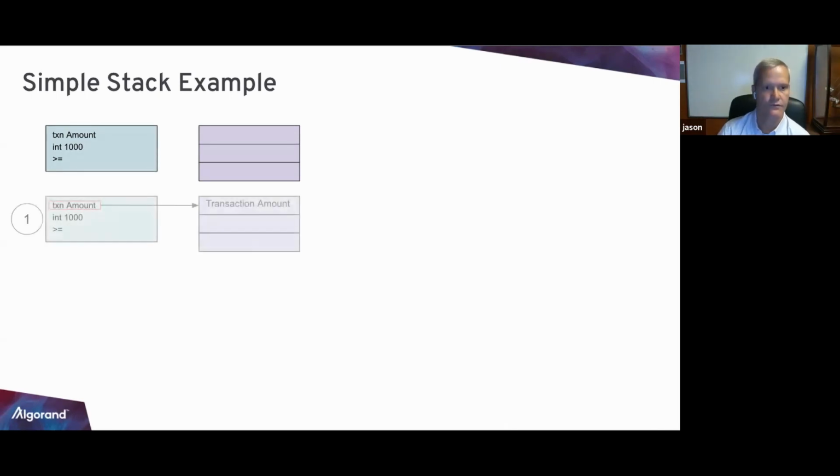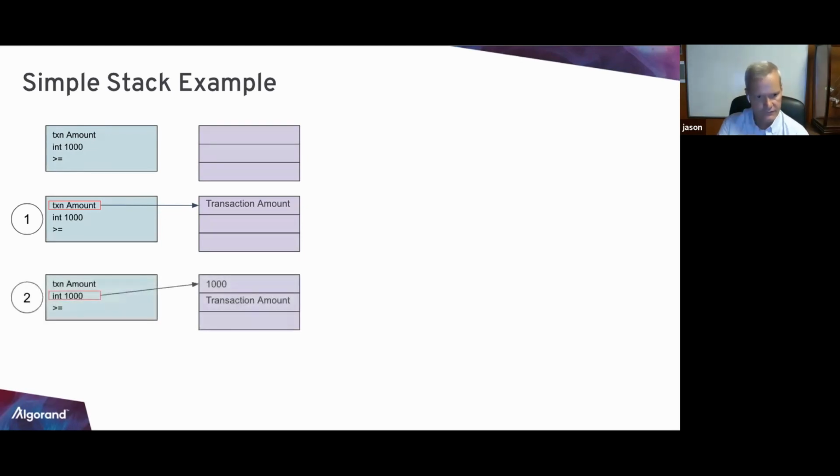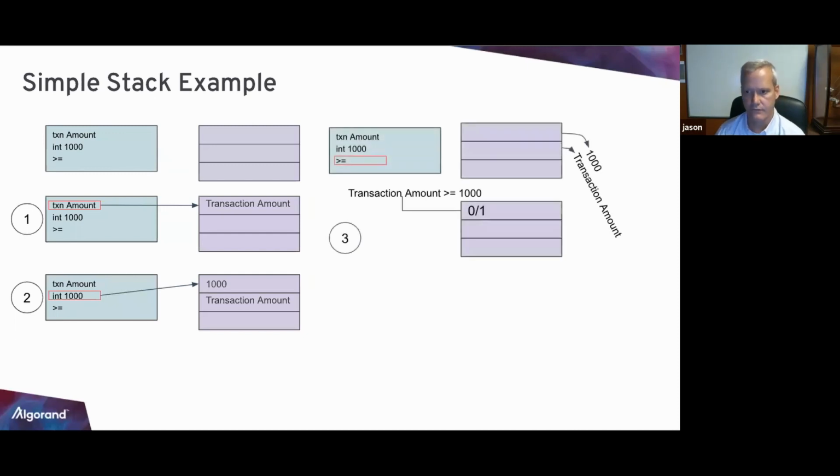All right, so what happens is that the first line reads the transaction's amount and pushes that onto the top of the stack. And then it processes the second line. Int 1000, int is a pseudo operator that just loads that integer on top of the stack. So now it pushes the transaction amount down the stack and pushes the 1,000 on top of the stack. Okay, and then the final operator is the greater than or equal to.